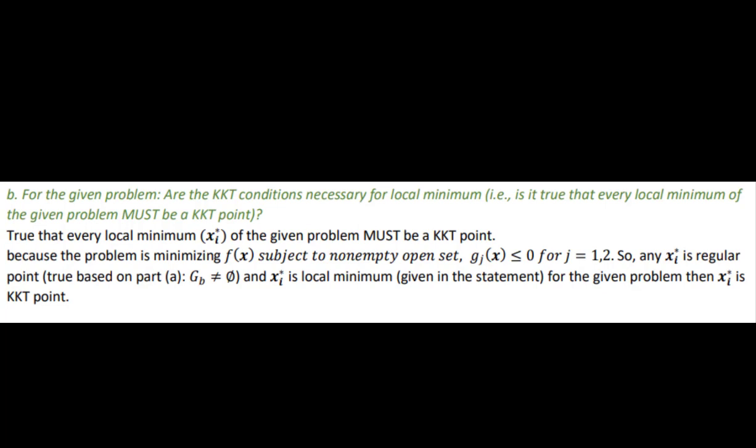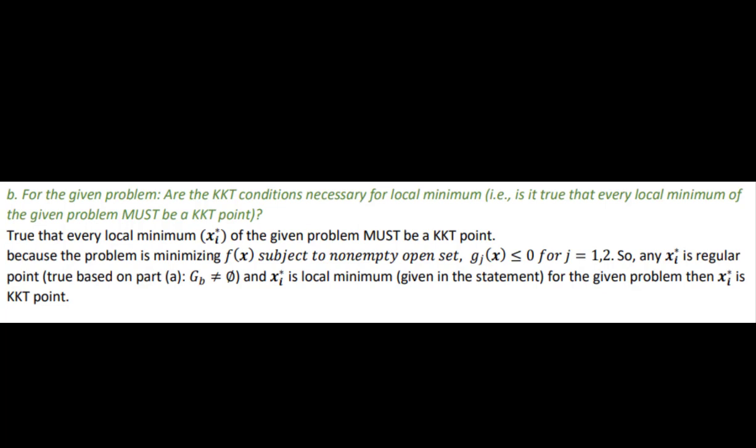But what it means is, if there is a local minimum, it must be KKT. There is no way that you can have a local minimum that is not KKT. So if constraint qualification is satisfied for this problem, it means all the local minima should be KKT points. It cannot be the case that you have a local minimum and it is not KKT. So that's what constraint qualification is.